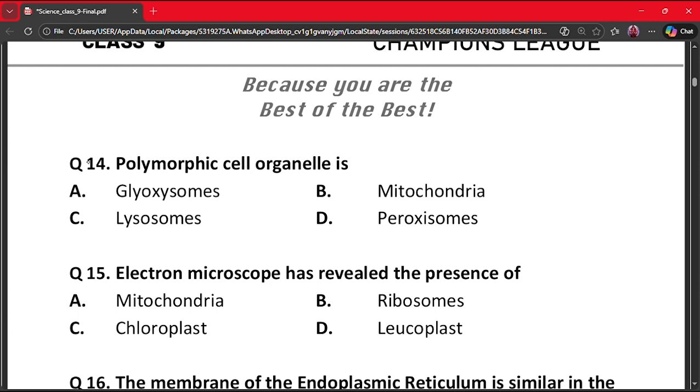Our next question is question number 15. Polymorphic cell organelle is A. Glyoxysomes, B. Mitochondria, C. Lysosomes, and D. Peroxomes. Here the correct answer is option C, which is lysosomes, because lysosomes show polymorphism as they change shape and function. That's why they are called polymorphic organelles.